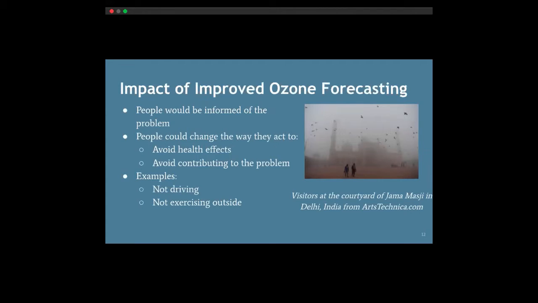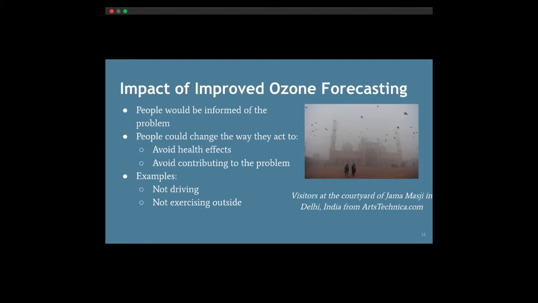It could prevent them from putting their health at risk by unknowingly participating in high-risk behaviors at times when the ozone concentration is especially high. This way, people can avoid the adverse effects that come with this problem. It could prevent them from adding to the problem by doing things that emit more pollutants. For example, people could alter their plans so as to avoid activities such as unnecessary driving or outdoor exercise.